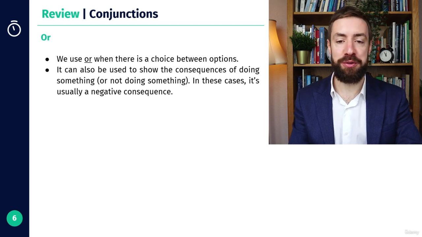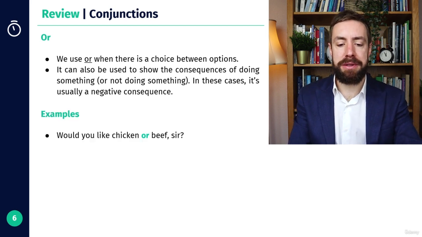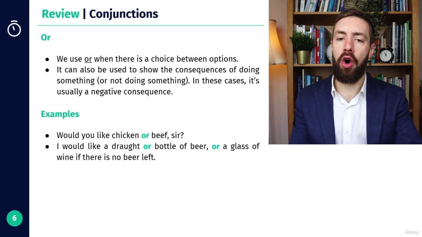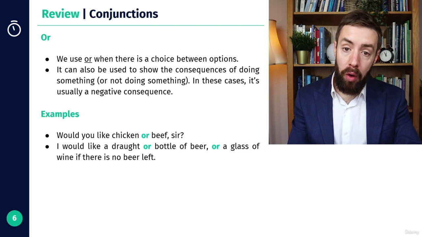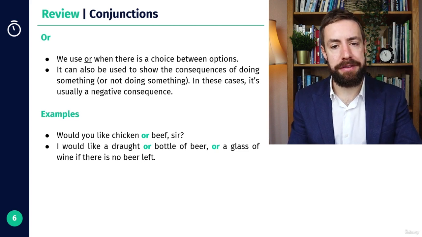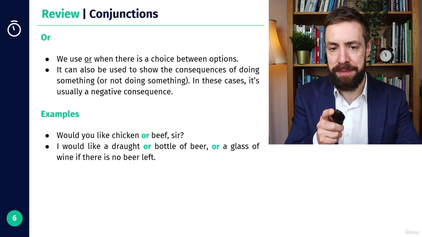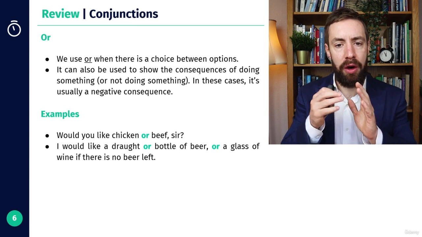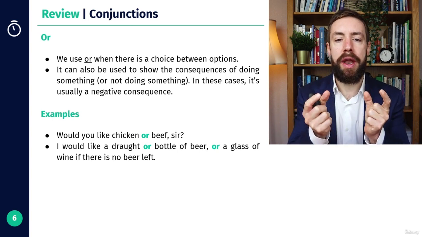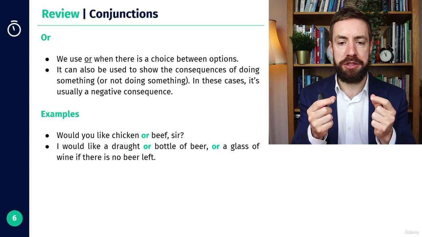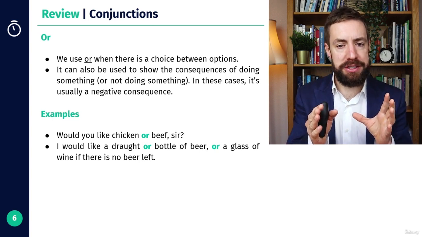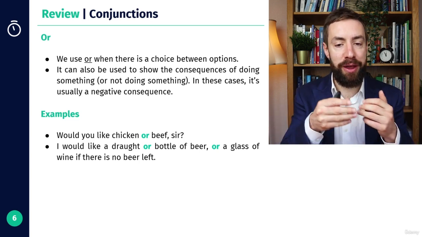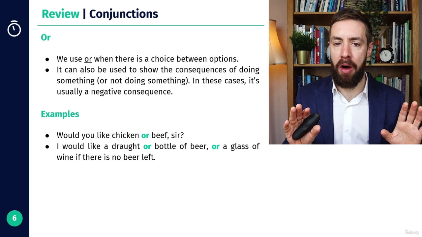Study hard or you will fail the test. So, some examples. Would you like chicken or beef, sir? I would like a draft or bottle of beer or a glass of wine if there's no beer left. Now, something we should pay attention to is where we've used the commas there. So you can see the chicken or beef. Those are just two nouns, two different options that are very short. Okay, so when we do it like that, apples or oranges, big or small, then we don't need a comma.